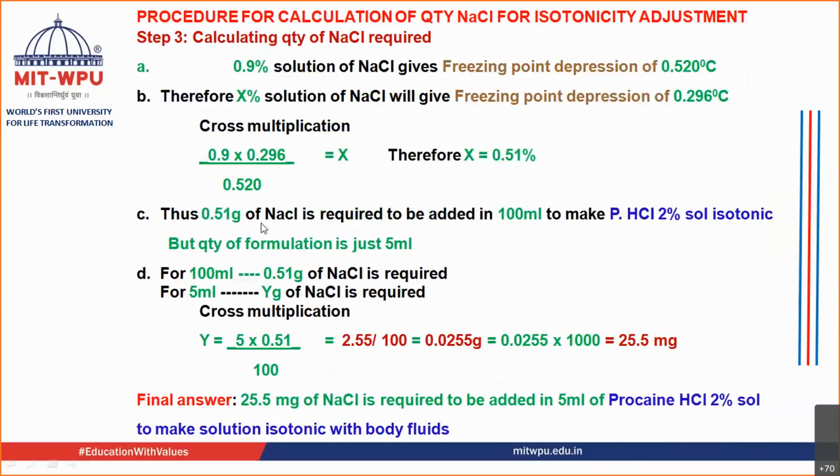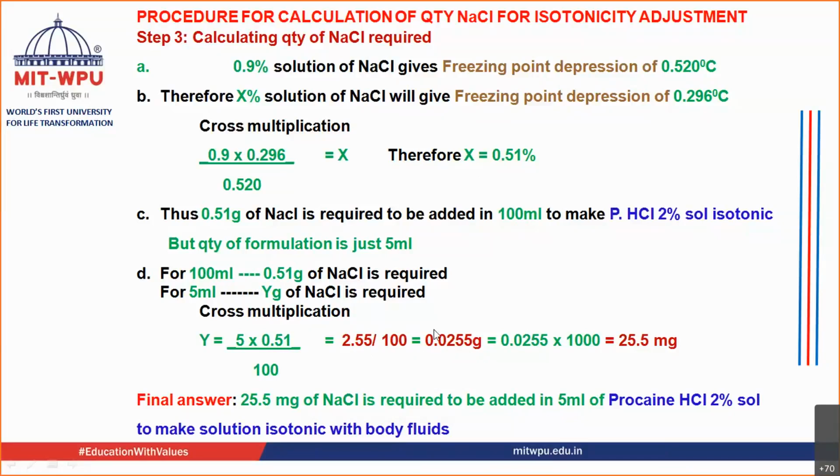So 0.51 gram of NaCl is required in 100 ml to make procaine hydrochloride 2% solution isotonic. From this, we have used this formula because it is 0.51%. So in 100 ml, we have to add 0.51 grams. So in 5 ml, how many grams do you have to add? Again, if you cross multiply, you get y is equal to 5 into 0.51 upon 100. So it comes to 2.55 upon 100. Okay. So again, if you divide it, it comes to 0.0255 grams.